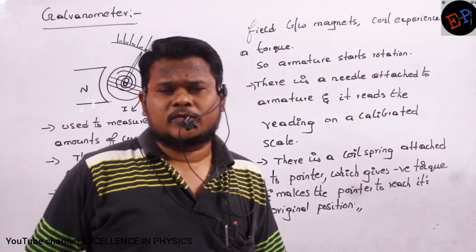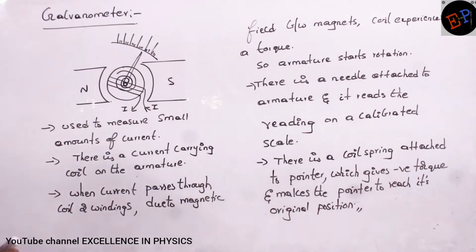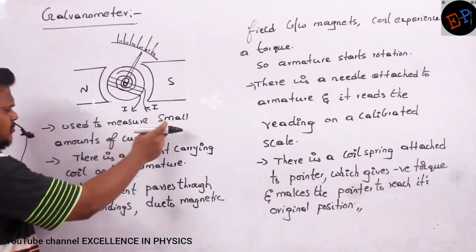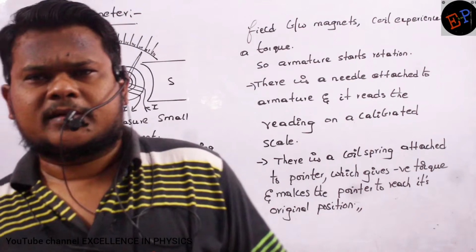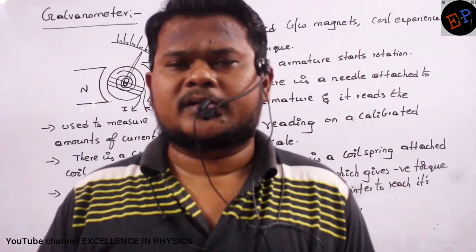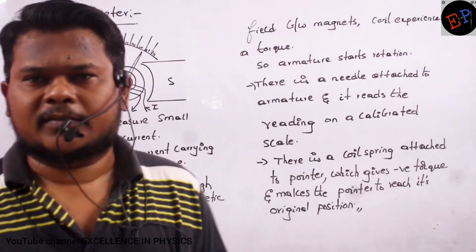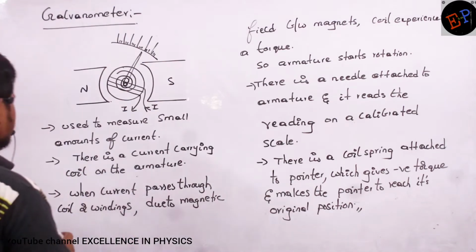So now we are studying about galvanometer. So what is the function of galvanometer? It is used to measure very small amounts of current. Currents greater than a certain value cannot be measured by galvanometer because it breaks down. So very small amounts of current can be measured with the help of galvanometer. So let us see what is the basic construction of this one.